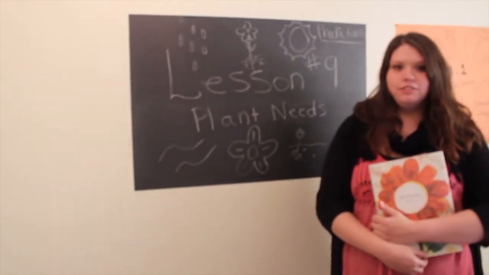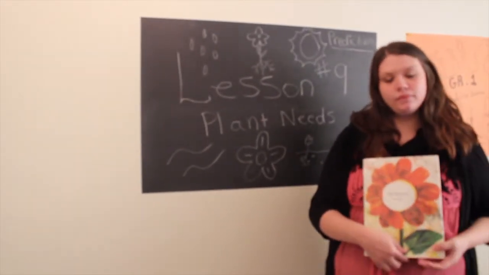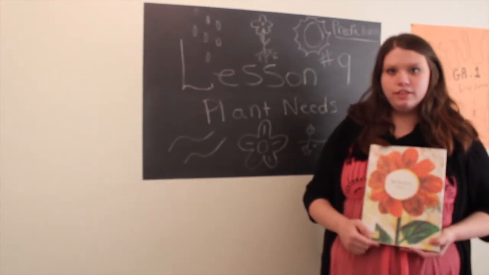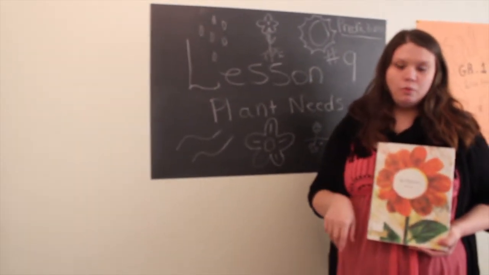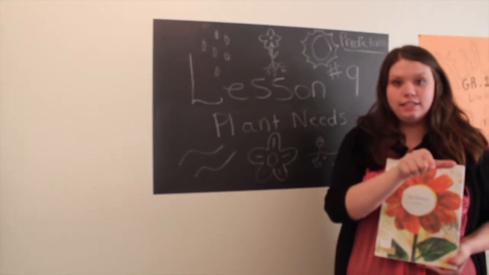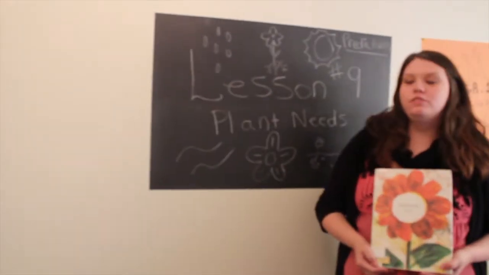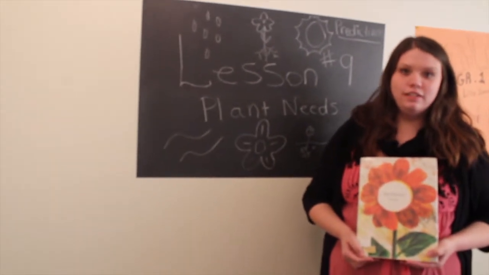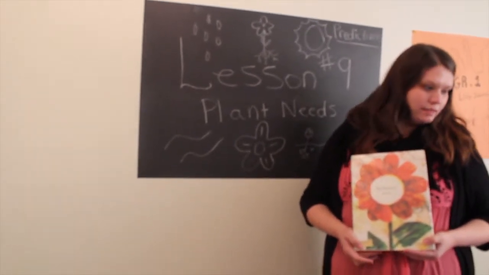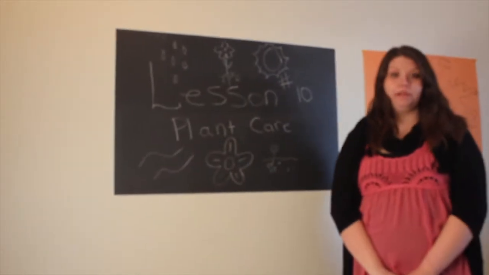So after reading the story, the students will get a worksheet that has 2 columns. One column will say this is what hurts the seed, and this is what helps the tiny seed. And the students will realize that what helped the seed are the basic needs of a plant. So this is lesson 10, which is plant care.